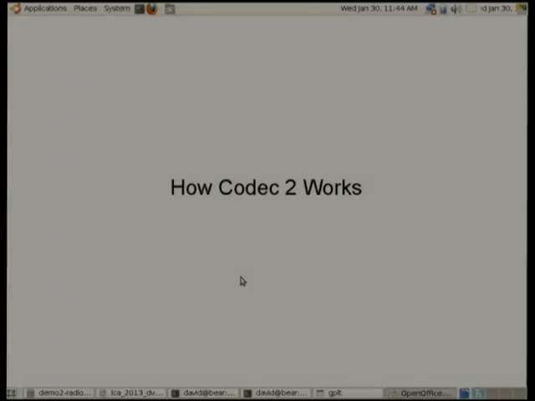Now, I've got an explanation of how Codec 2 works. For those who came last year, this is a little bit different. I keep working on different ways on how to explain it. It's fairly complex DSP technology inside the codec, but some of the principles are quite easy to explain.